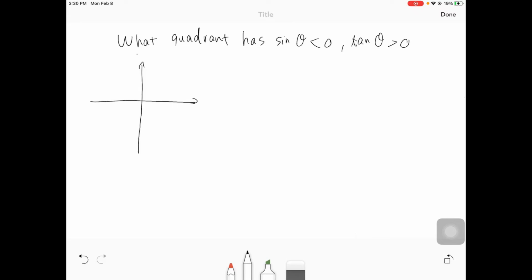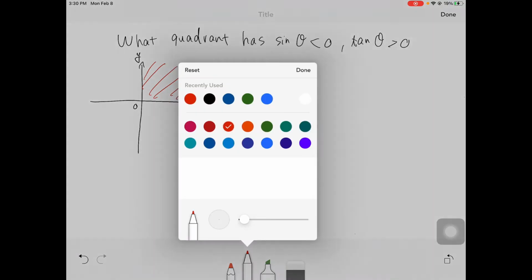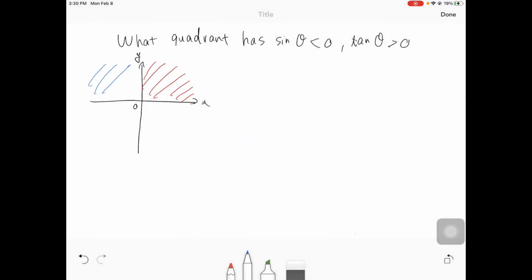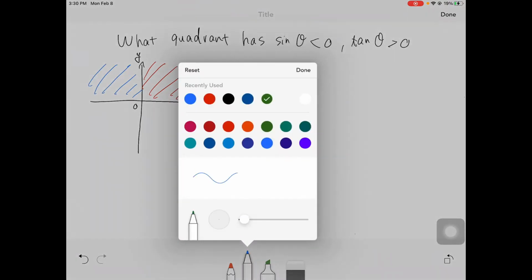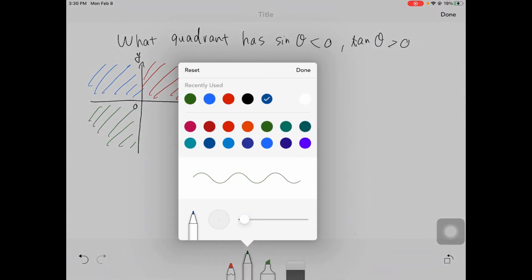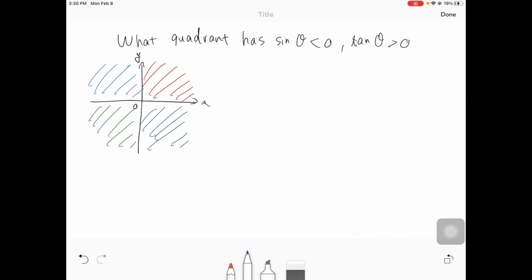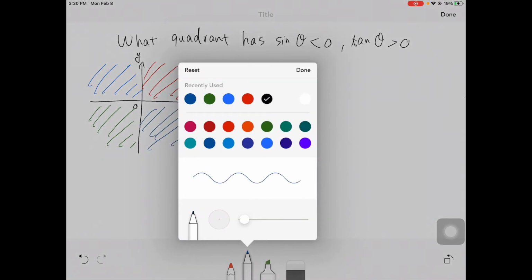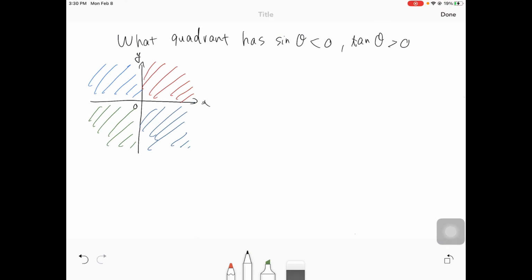Let me sketch xy coordinates first. So in the xy coordinate, you can divide it into 4 parts. First one is here, second one is here, and third one here, and fourth one here. These 4 compartments are called quadrants, and each one has a name.